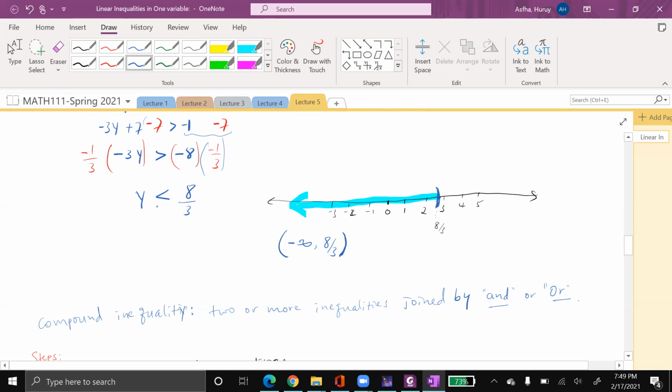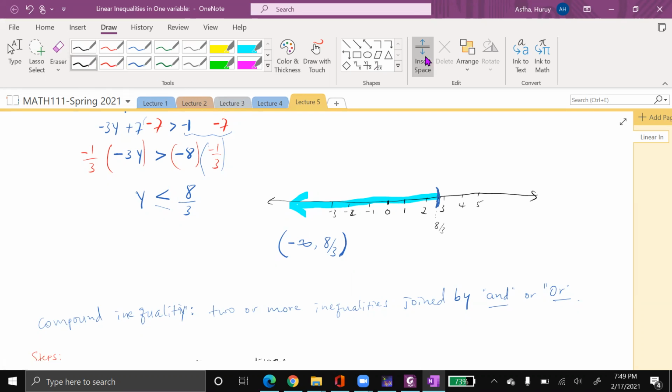If there was equality here, I would change this to a square bracket. Instead of this parenthesis, I would use a square bracket. That square bracket tells me 8 over 3 is part of the solution. 8 over 3 is included. So those are notations that we need to get accustomed to.